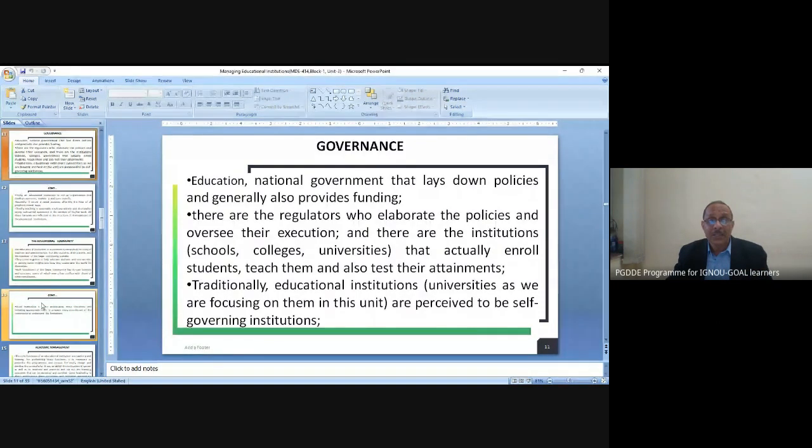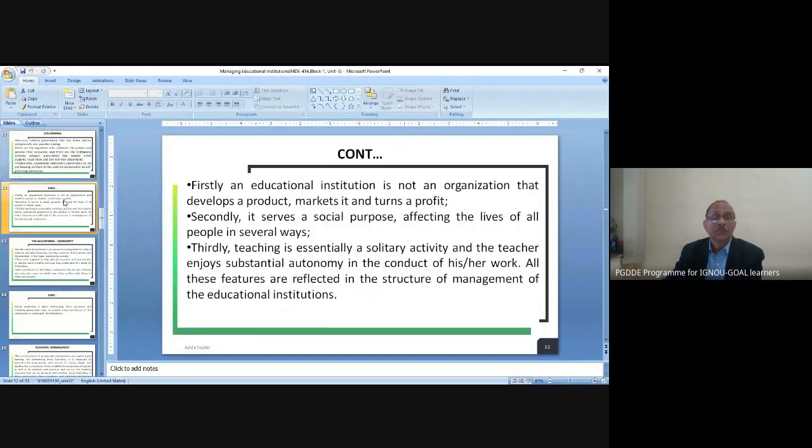Consulting the university, consulting the government is different. But the government interfering in the university's administration is different. Okay, I hope you got the difference that I want to communicate.